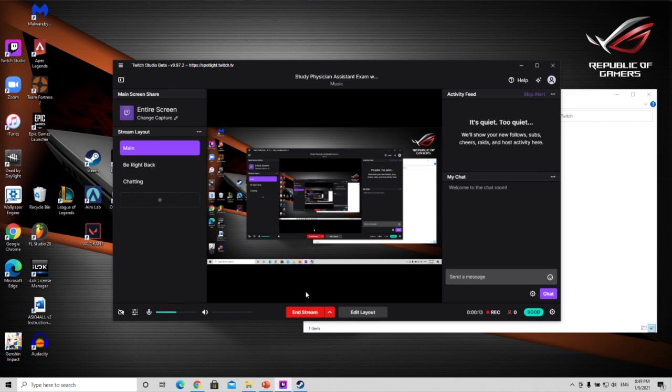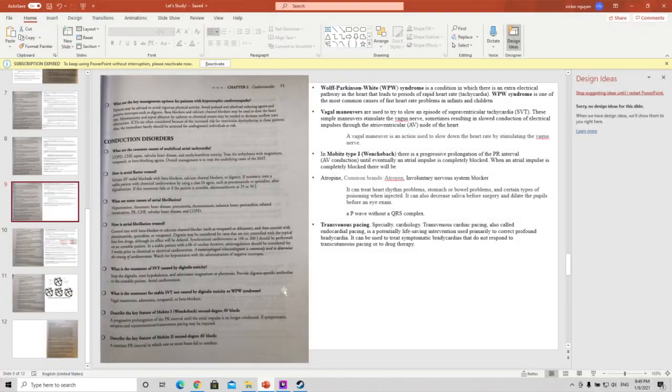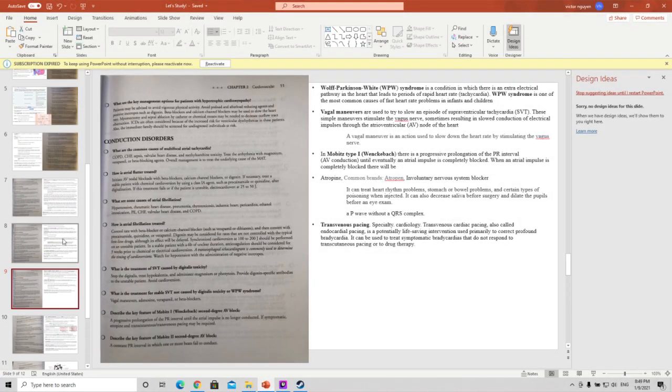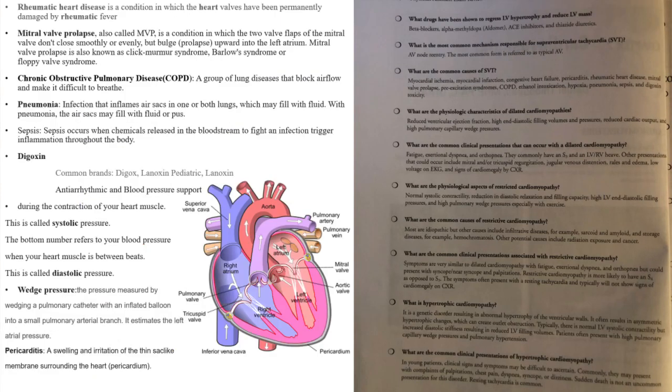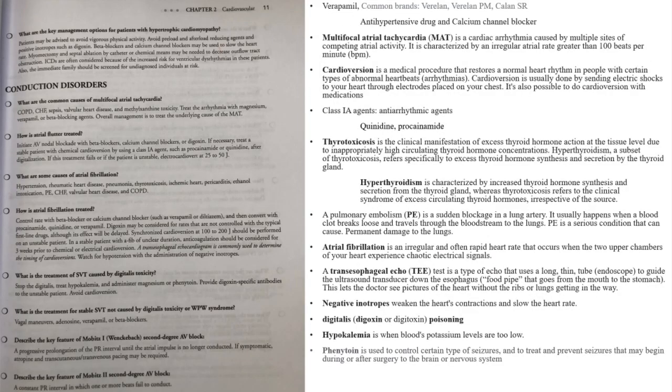Okay, part 3. Last thing I was talking about was the TEE, a type of tube insert so you can get a better view of the heart. And then negative inotropes, they weaken heart contraction. Digitalis poisoning is digoxin poisoning.